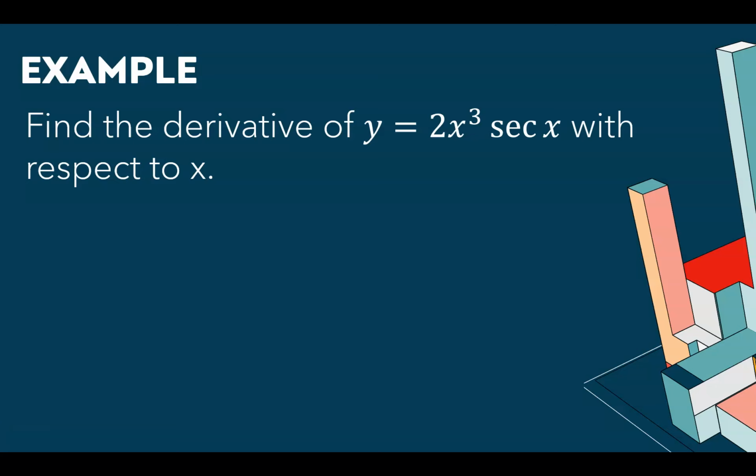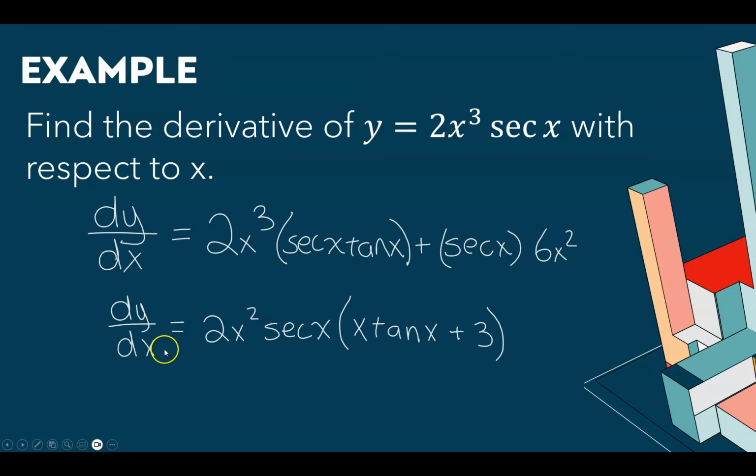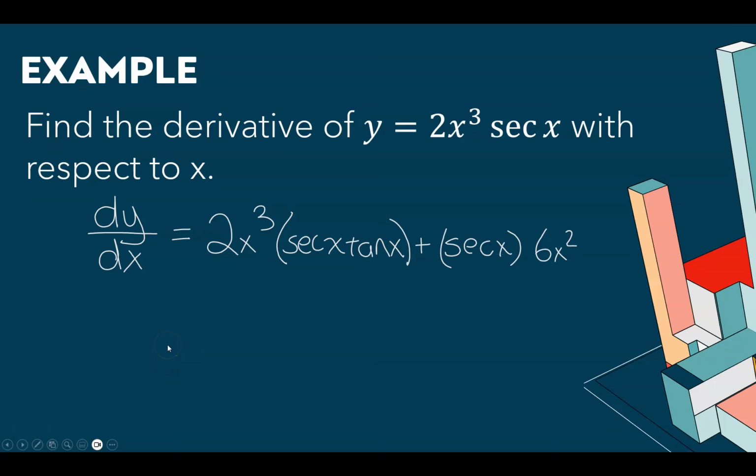A couple more examples. The derivative of 2x cubed secant x. How would you deal with that? Well, that's just another product rule. Pretty straightforward. The derivative of a product of 2 functions is the first function times the derivative of the second. We found that the derivative of secant was secant tangent earlier, plus the second function, secant, times the derivative of the first. The derivative of 2x cubed is 6x squared.